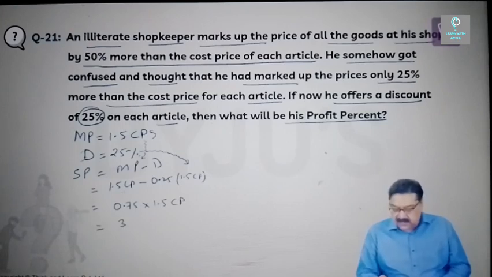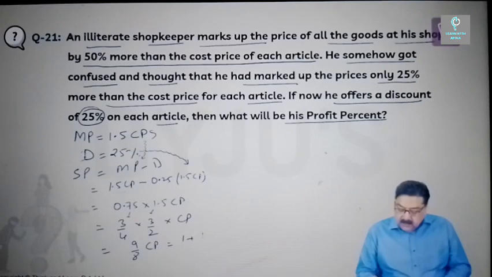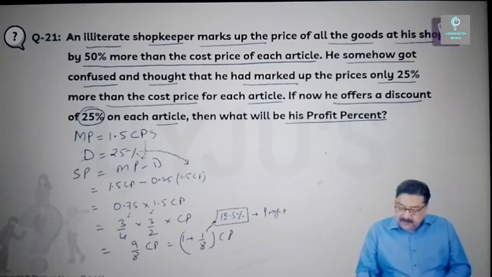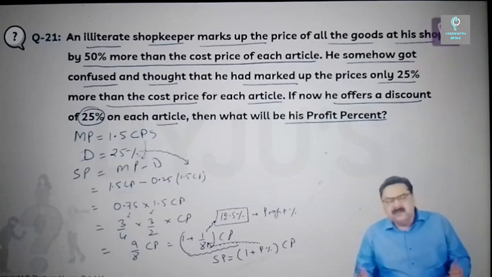You can easily convert this into fractions. So 0.75 is 3 by 4 and 1.5 is 3 by 2 into CP. Now this works out to be 9 by 8 times CP. Now 9 by 8 is 1 plus 1 by 8 times CP. This 1 by 8 you know is 12.5% if we take its percentage equivalent, and that is the profit percent that he is earning here. Because this fits in the formula, SP is equal to 1 plus profit percent into CP, and this is the profit percent, which is 1 by 8, equivalent is 12.5%.